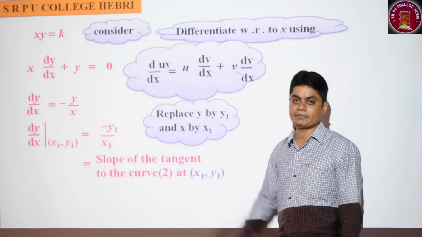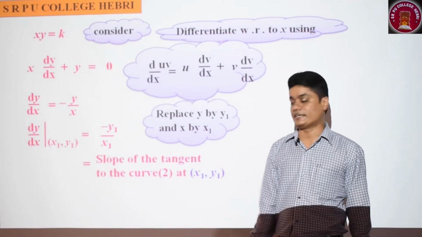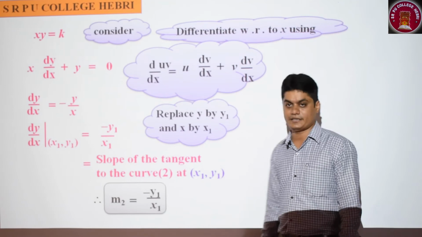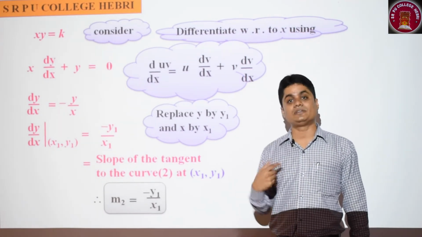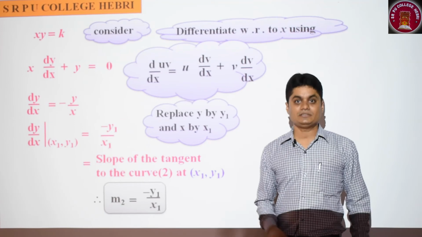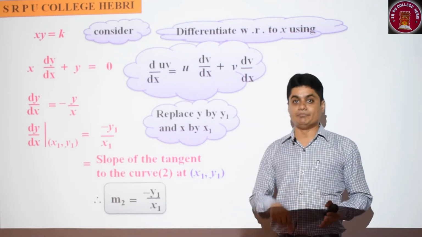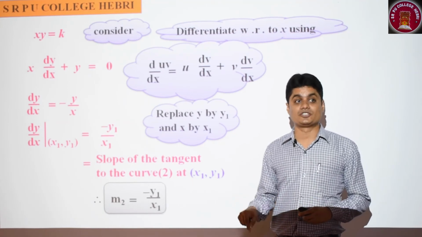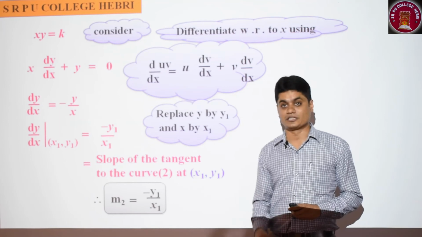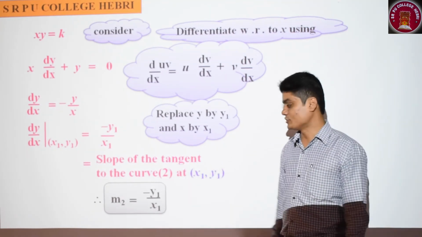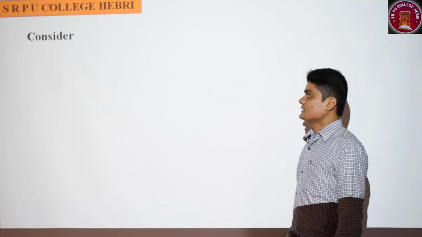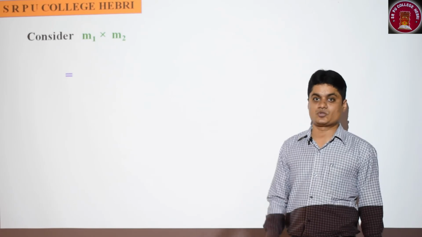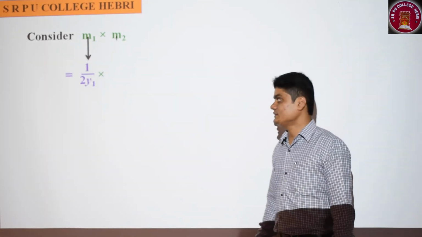So the slope of the tangent to the second curve at the point x1, y1 is m2, which is minus y1 by x1. Now we have m1 as well as m2. What we have to prove is that the product of m1 and m2 is equal to minus 1 if 8k square is equal to 1. Consider now m1 into m2.